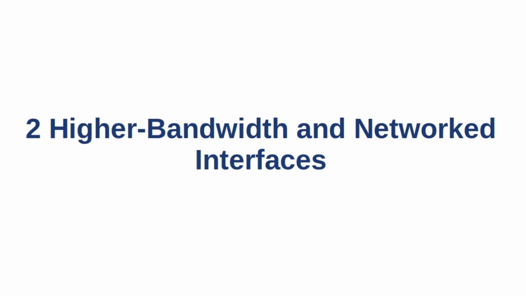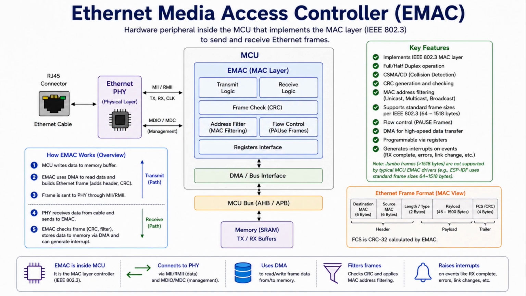Now let us move to the interfaces that are used for higher bandwidth communication or networking. Let us start with EMAC. EMAC is the Ethernet MAC controller inside the MCU. Its job is to handle the MAC layer of Ethernet. But the EMAC does not directly drive the Ethernet cable or the RJ45 connector. Instead, it works together with an external PHY or physical layer device.